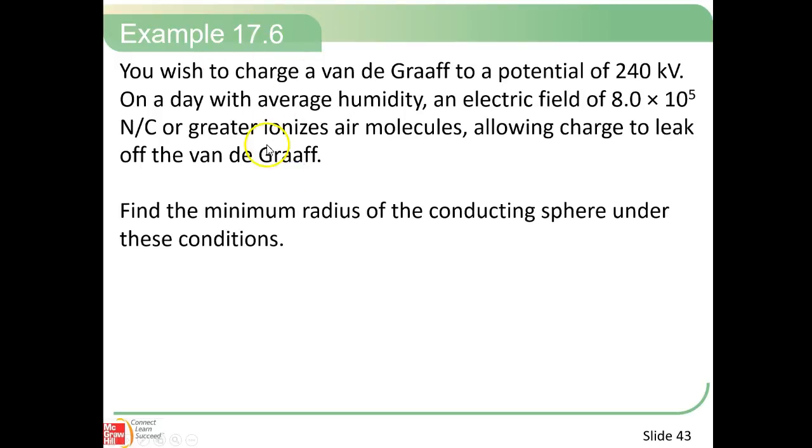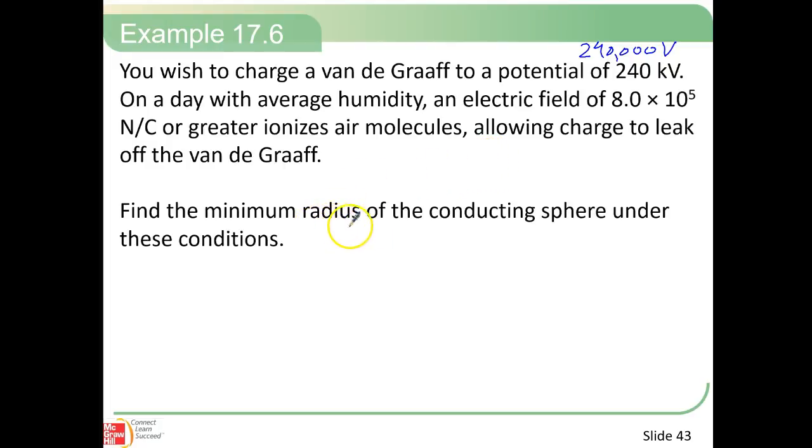So here in example 17.6, I want to charge a Van de Graaff to 240,000 volts. And that's kind of what we said that ours was probably at least on a really nice dry day. On a day with average humidity, though, it's only about 240. So we said ours was closer probably to 400. There's an electric field of 8.0 times 10 to the 5th newtons per coulomb. And if it's that large, it ionizes air molecules, and then the charge is allowed to leak off the Van de Graaff, and you can kind of feel it.